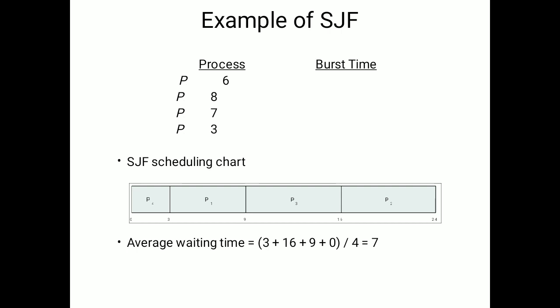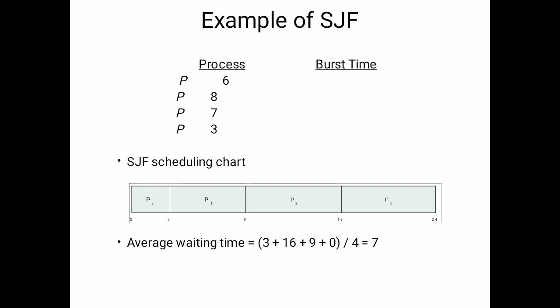You are given 4 processes: P1, P2, P3, P4. I'm sorry, the names 1, 2, 3, 4 are not displayed here, but the sequence is P1, P2, P3, P4. P1 has a burst time of 6 seconds, P2 8 seconds, P3 7 seconds, and P4 3 seconds. So there are 4 processes and the burst times are given.